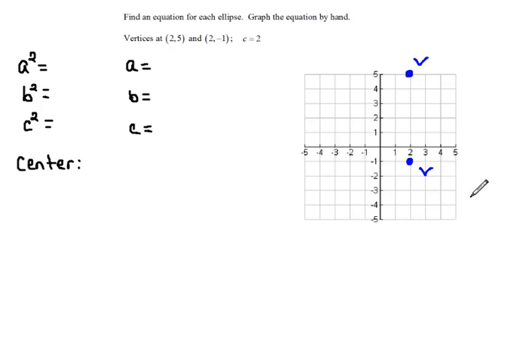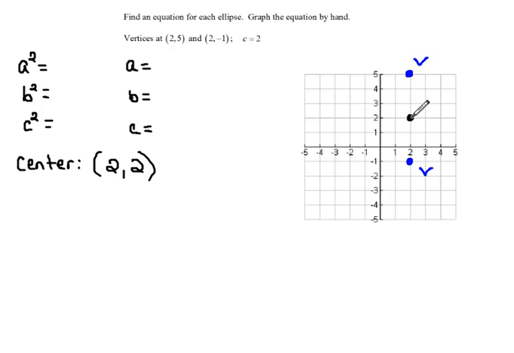They mean major vertices. So if these are the major vertices, that means the center has to be smack dab in the middle of those. So I'm going to guesstimate that the center would be right there in the middle. That means I would go 1, 2, 3 up and 1, 2, 3 down to get to each one of the vertices. That means my center is the point (2, 2). So I'm going to make a note of that.